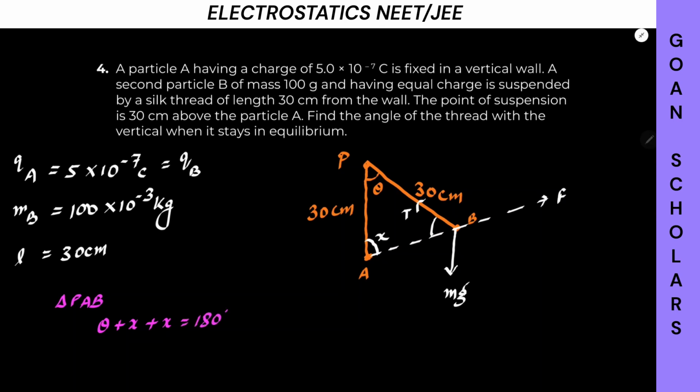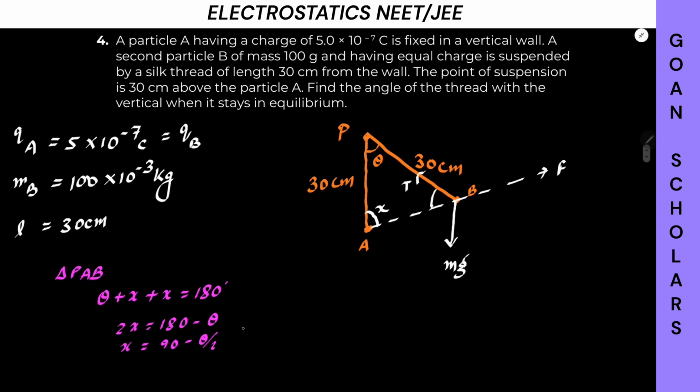Sir, why did you take both of them as X? Because PA is equal to PB. Angles opposite to equal sides are equal, so both will be equal. So what will be X? 2X is equal to 180 minus theta, and X will be 90 minus theta by 2. I hope this is clear.